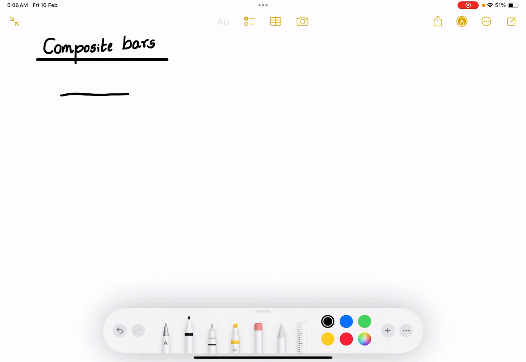So it is made of two materials. So we will take steel as one material. So that is represented by this black. And the second material can be brass. That is represented by the blue.